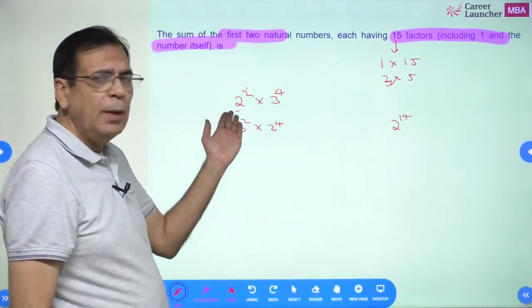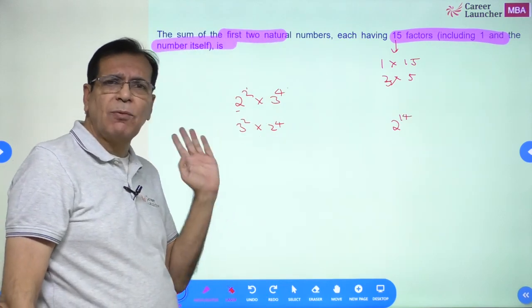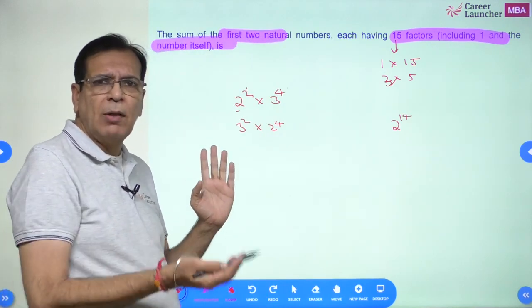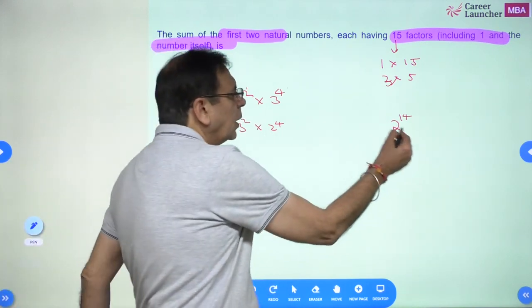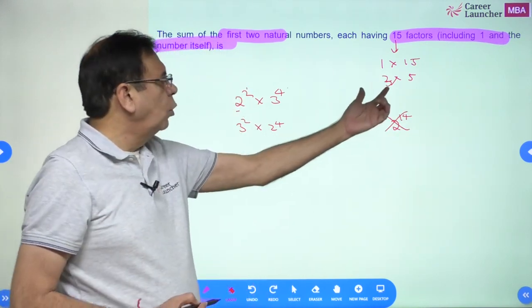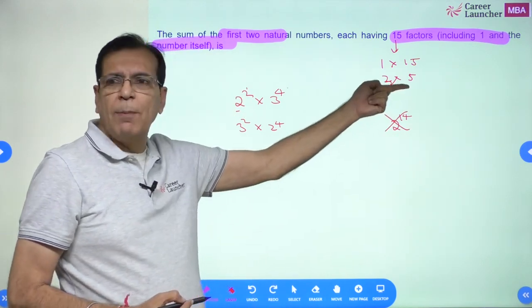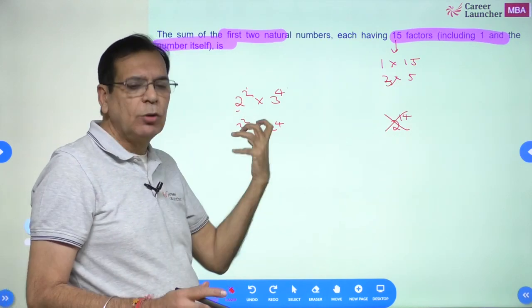2 to power 14 will be a much bigger number. 2 to power 10 is 1024. 2 to power 12 is 4096. इनमें कोई भी उतना बड़ा दिखता नहीं. So I'll not worry about this. The idea is go for as low a power as possible. That will give you the smaller numbers.